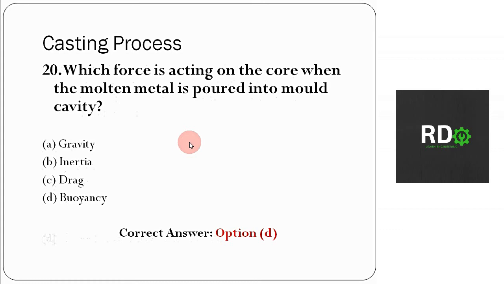Okay, so we have come to our last question for today, for part 1 of the casting process. Which force is acting on the core when the molten metal is poured into the mold cavity? Please focus on the point, as the molten metal is falling into the mold cavity, which force actually acts? It is the gravity force, inertia force, drag force, or the buoyancy force. It is the buoyancy force that acts on the core during that part of the casting. So option D is the correct answer.